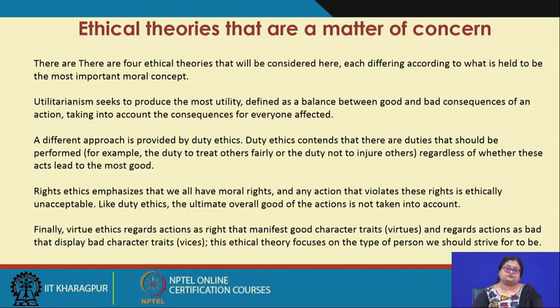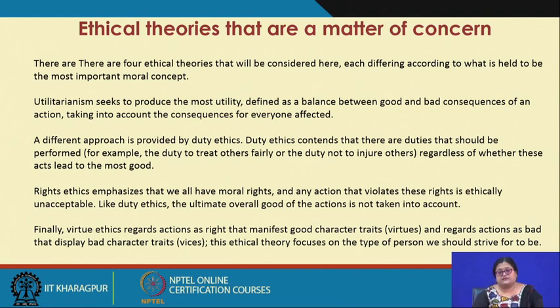ethical decision making. So utilitarianism seeks to produce the most utility, which is defined as a balance between the good and the bad consequences of an action, taking into account the consequences for everyone affected. So what we get to see over here is a sort of cost benefit analysis: it tries to balance the good effects and the bad effects, the consequences of an action, and it also takes into account the consequences for everybody affected by it. So it takes care of the majority of the people who get affected by the decision.